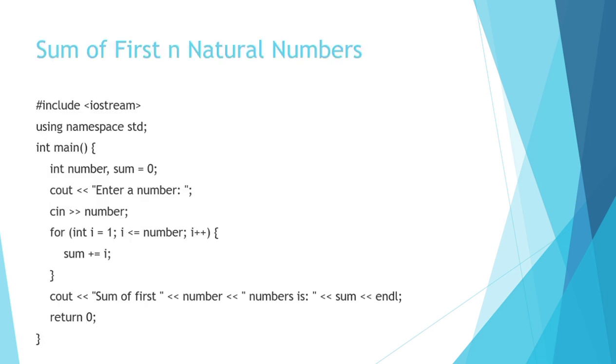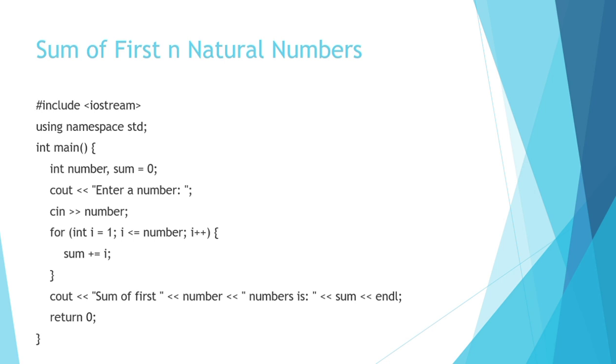Sum of first n natural numbers. #include <iostream>. This is a preprocessor directive that tells the compiler to include the standard input/output stream library, iostream, in the program. The iostream library allows you to use the cin and cout objects for input and output operations, respectively. Using namespace std. It is the namespace that contains the C++ standard library's components like cout, cin, and others.